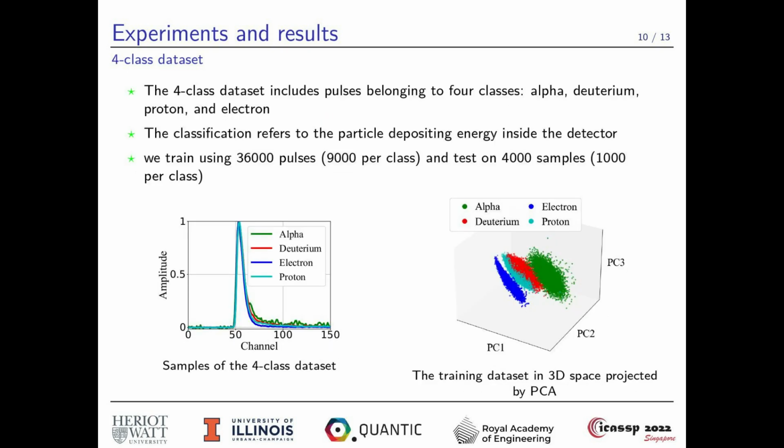The second dataset under scrutiny is denoted by the 4-class dataset and includes pulses belonging to 4 classes: alpha, deuterium, proton, and electron. This classification refers to the particle depositing energy inside the detector. We train on 9,000 pulses from each class and test on 1,000 pulses from each class. The figure on the left shows one sample of each class of the training dataset, and the figure on the right presents the training dataset in 3D space projected by PCA.